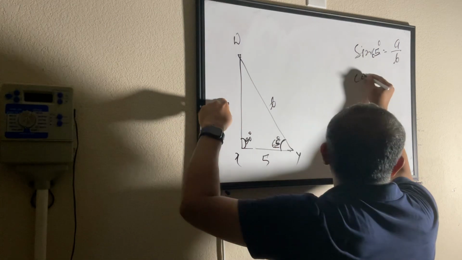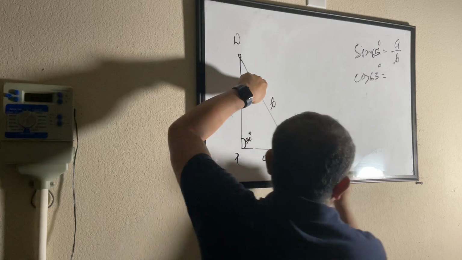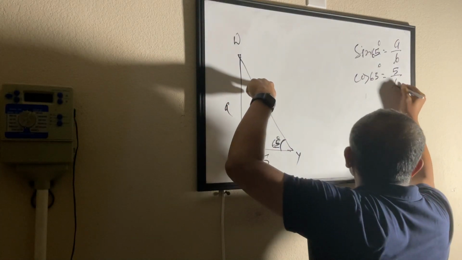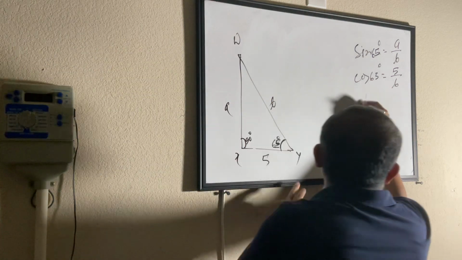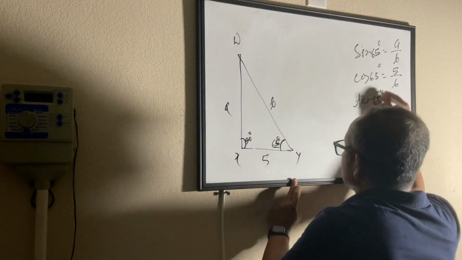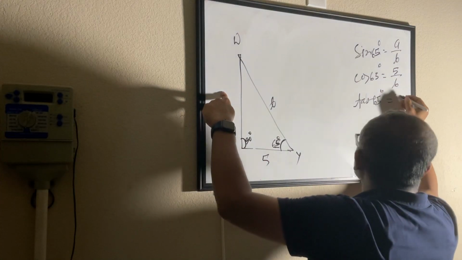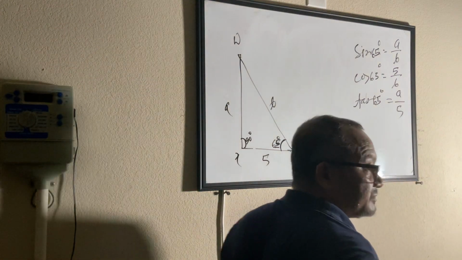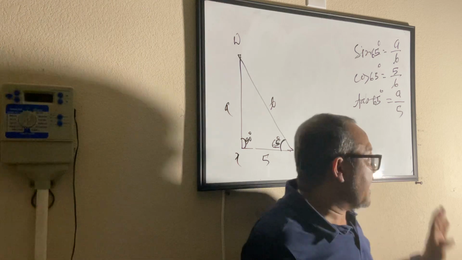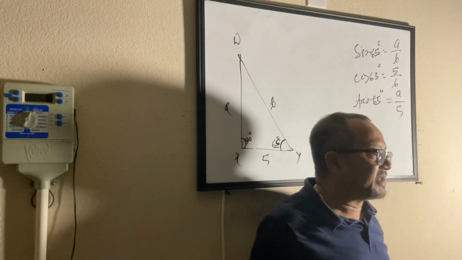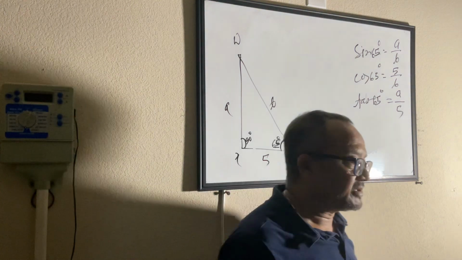If I am looking at cos 65 degrees, that means I am looking at the adjacent side by hypotenuse, 5 by B. If I am looking at tan 65 degrees, this is theta, opposite side by adjacent side, which will be equal to A divided by 5. Did I do anything fancy? No. I just recollected the basic concept that we all know of, SOHCAHTOA, the trigonometric ratios related to this triangle.